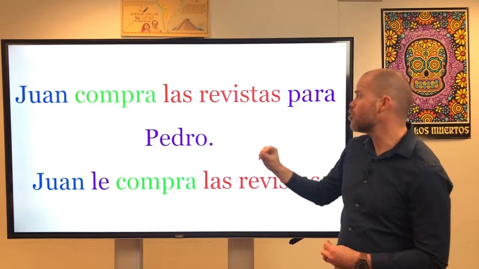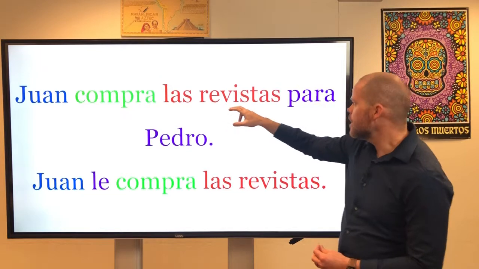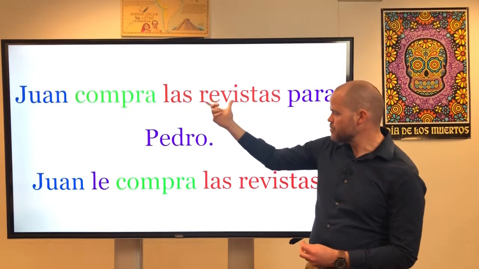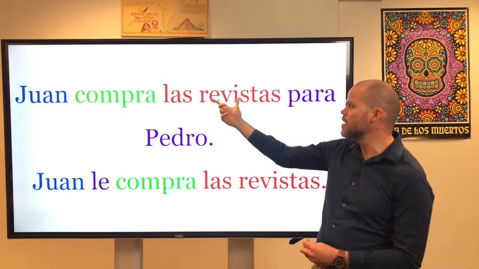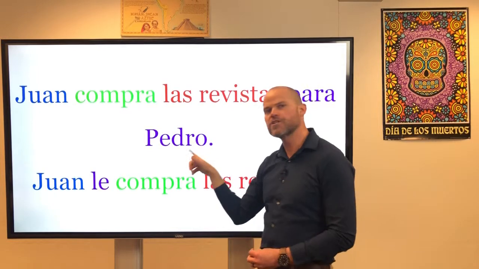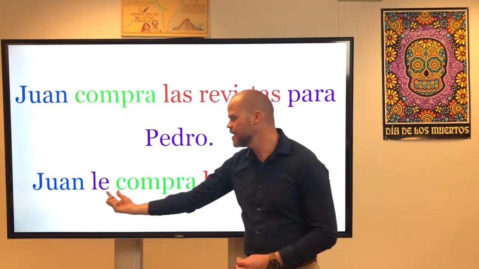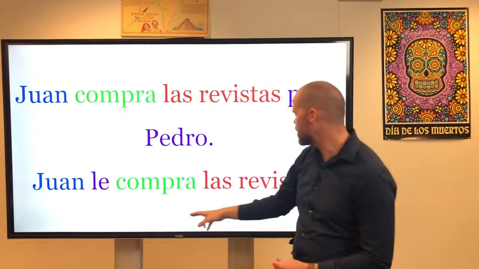Okay, another example. Juan compra las revistas para Pedro. So now we're changing the direct object to plural. So now we have magazines, and it's Juan buys the magazines for Pedro. Pedro, the indirect object, hasn't changed here. So notice the le stays the same. So it's still just Juan le compra las revistas.